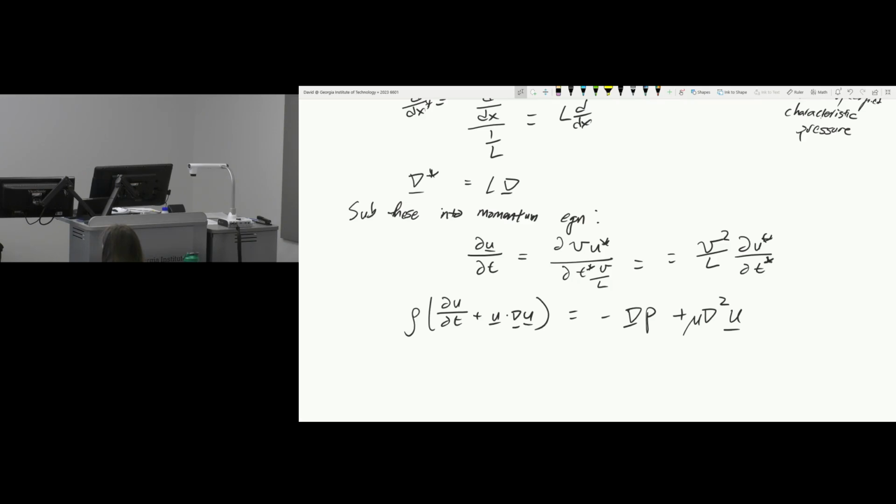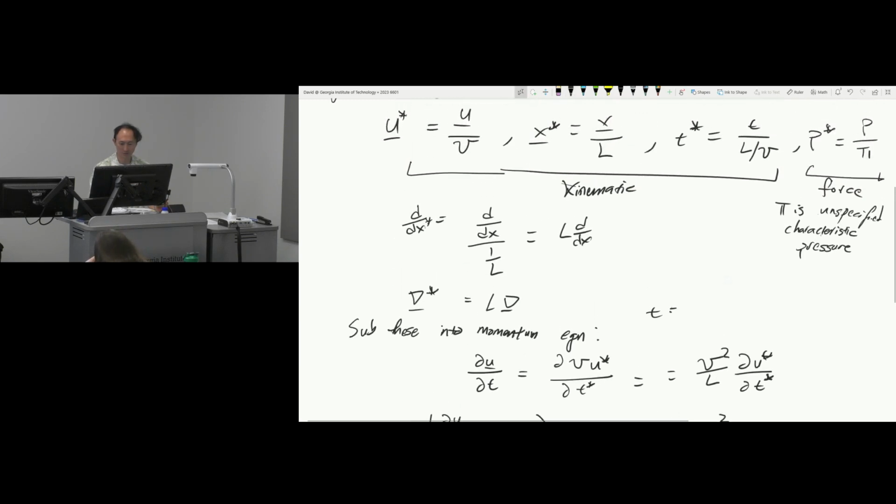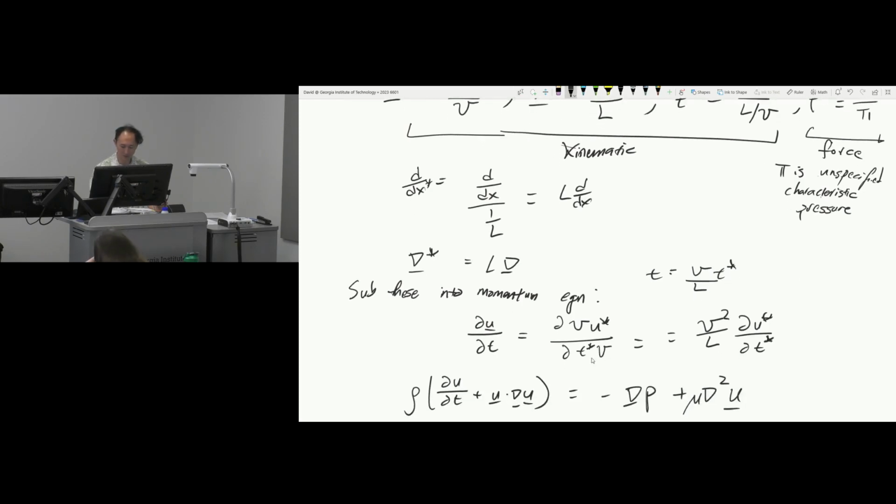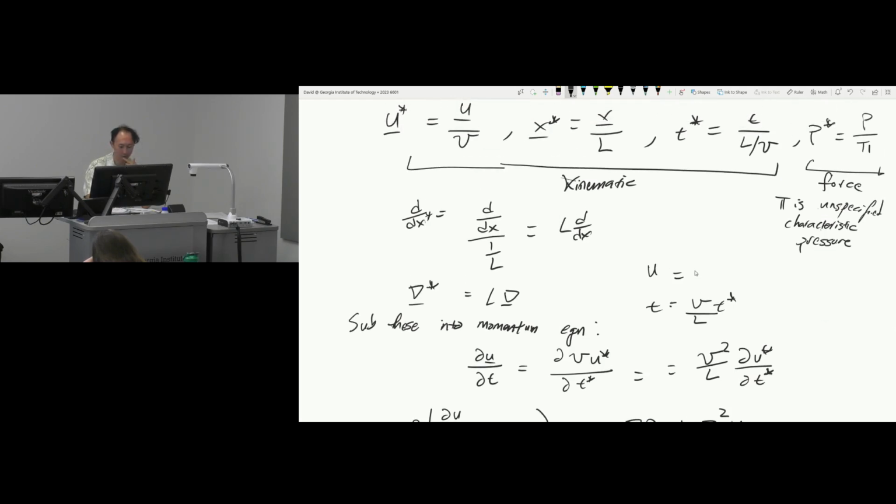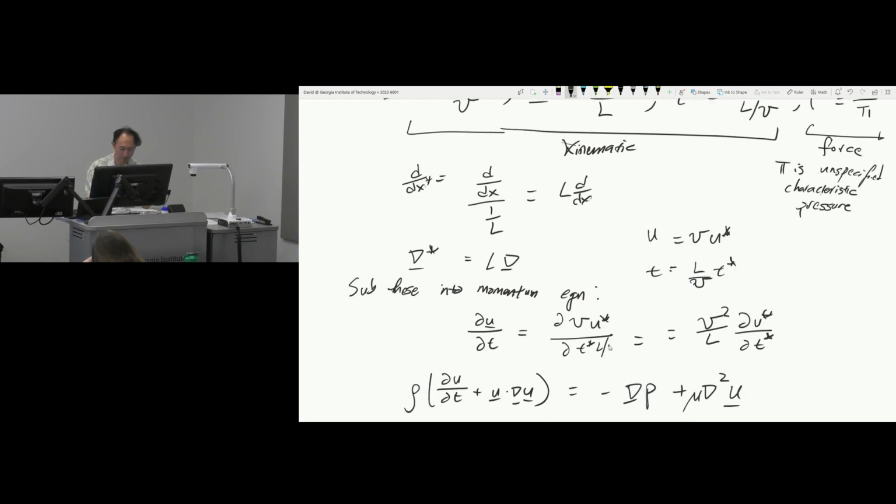Yeah, maybe I probably messed it up. Let me go check. Yeah, I messed up because it needs to be V squared in the front. All right, let's do this carefully. So t is equal to V t star over L. Let me do all of them carefully. u is equal to V u star. That's right. No, it's L over V. So this is L over V. Okay. Thanks.